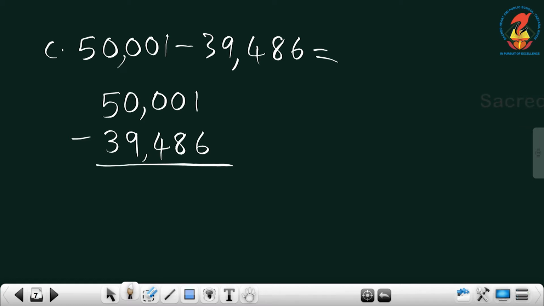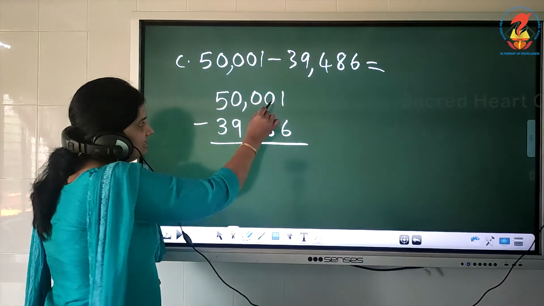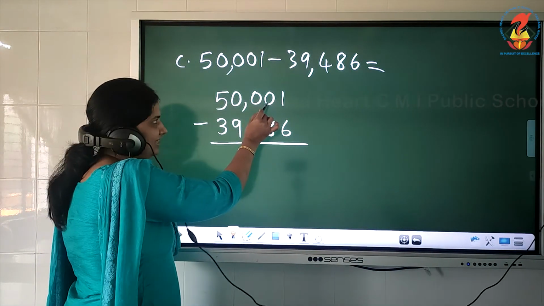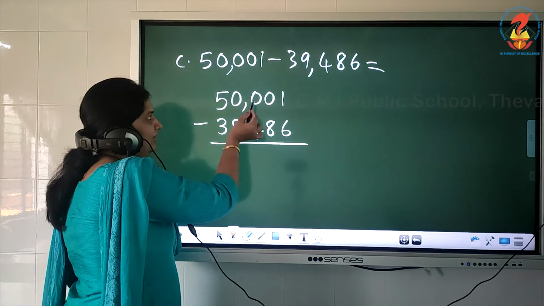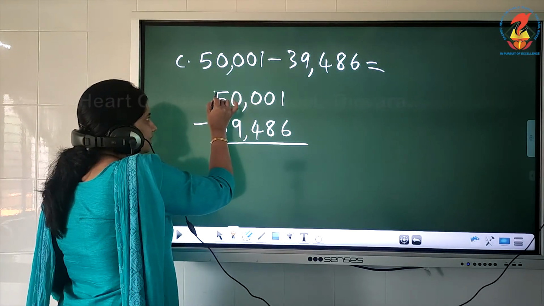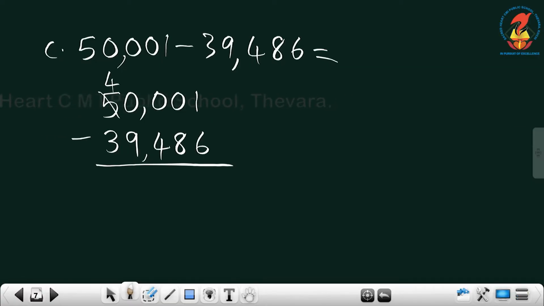39,486. Here also, 1 is less than 6. So I need to borrow 1 from the neighboring number. But here it is 0. This neighboring number is also 0. This neighboring number is also 0. And this one is 5, right? So in the last case, 4, and it will become 10. And this number can borrow 1 from here, and it will become 10, and it will become 9. And again, this number wants to borrow 1 from here, then it will become 9, and it will become 10.